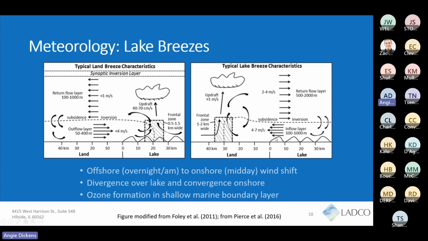And then you tend to get ozone formation in a shallow marine boundary layer, which can actually be much shallower than what we are showing here. Some of the research from LMOS and other studies has found that it can be confined to the bottom 50 to 100 meters, and I've rarely seen it go as high as 1,000 meters. So the key components: offshore to onshore wind switch, divergence over the lake, convergence onshore.